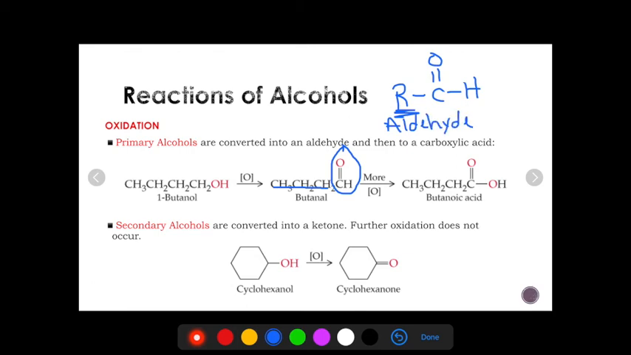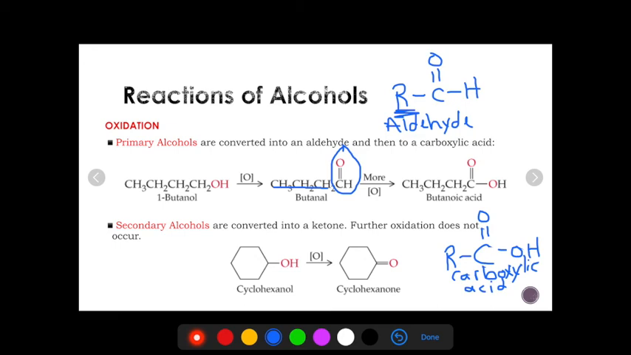Okay, but you can further oxidize the aldehyde into a carboxylic acid. So the carboxylic acid, I'm out of room, so I'm going to write it down here. Looks like this. The R group with the carbonyl with an OH attached to it. Okay, so oxidizing a primary alcohol will change it into an aldehyde. Oxidizing it further will change it into a carboxylic acid.